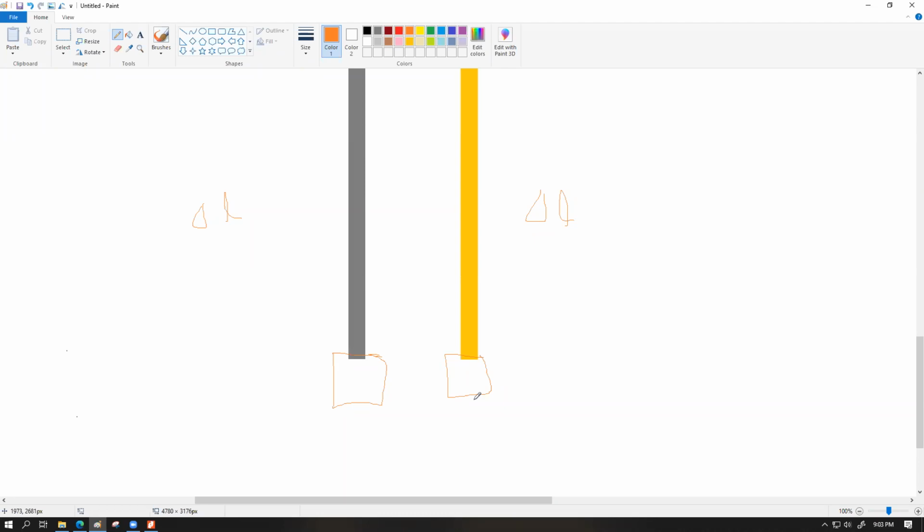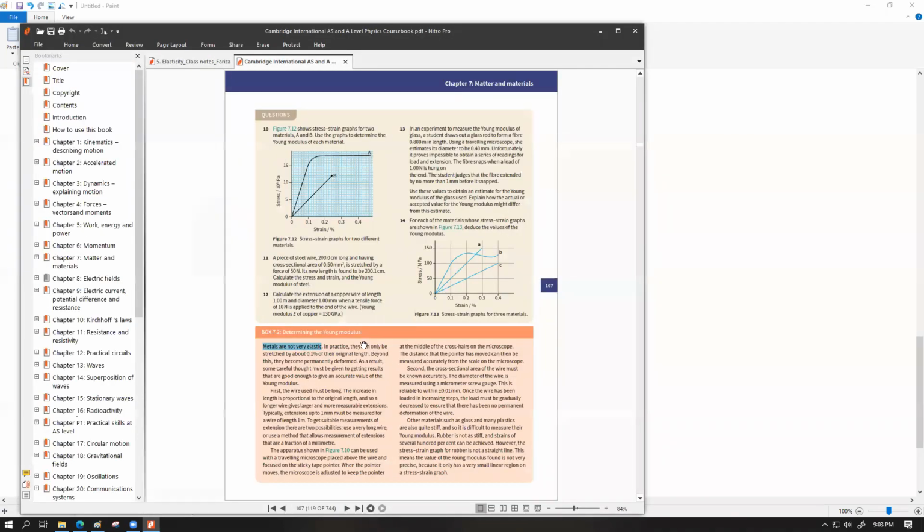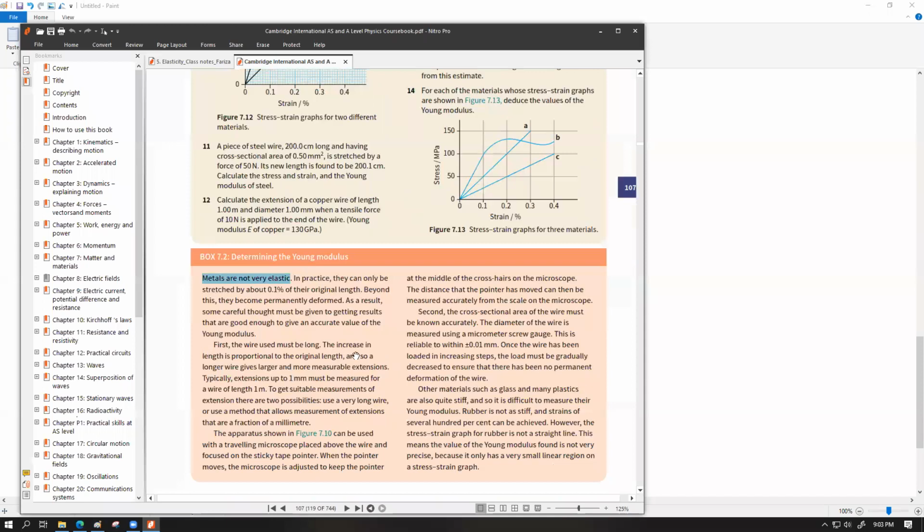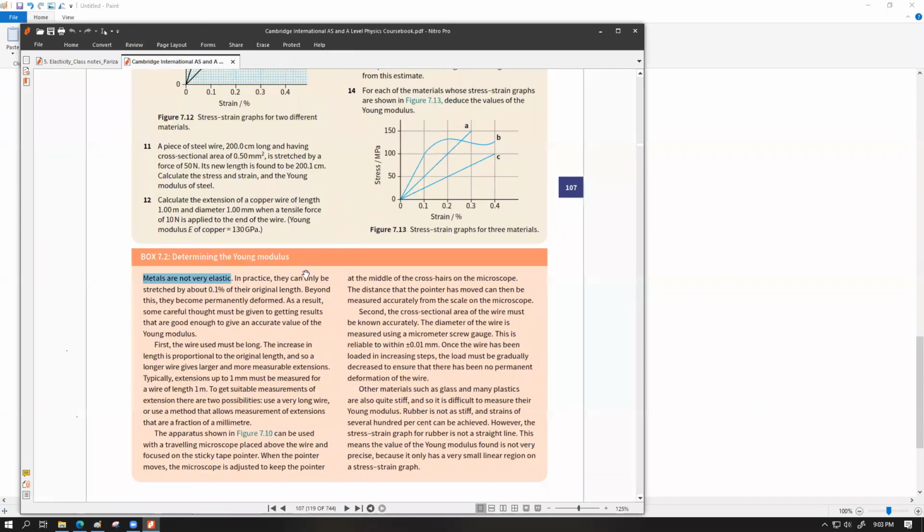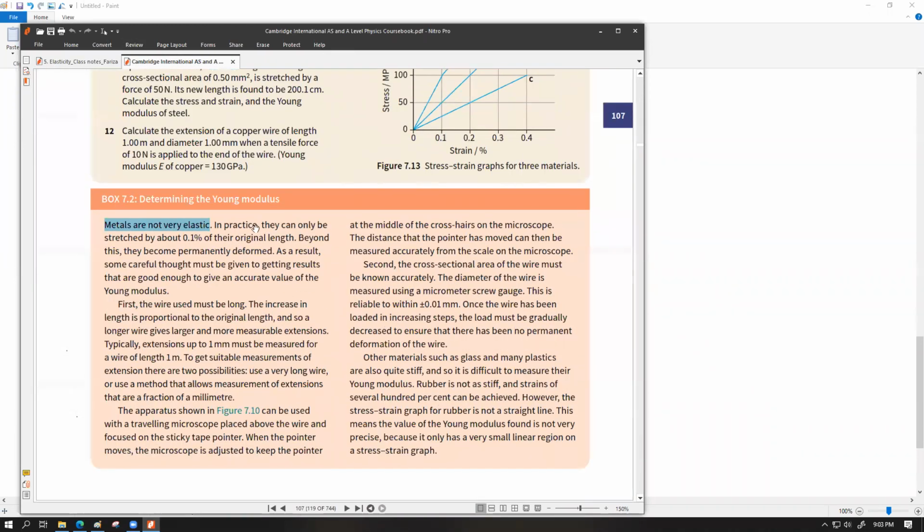এই আইডিয়াটা কি বুঝতেছো কি বলতেছে? This one is going to give you a much more stretch compared to this one, which means this is not going to elongate too much compared to its original length. That's essentially what they're meaning in this paragraph. Have a look at this one. It says metals are not very elastic. In practice, they can only be stretched by about 0.1% of their original length. Beyond this, they become permanently deformed.